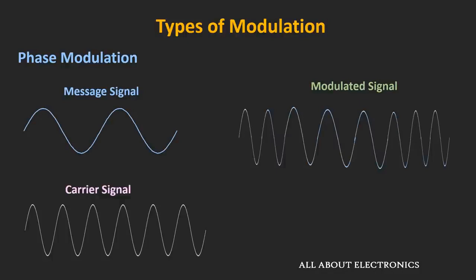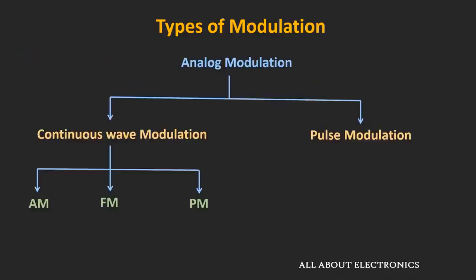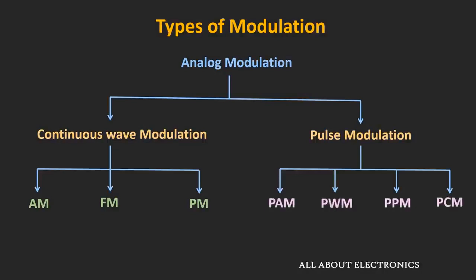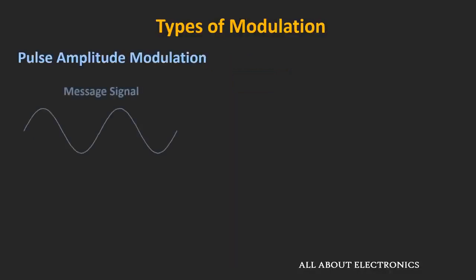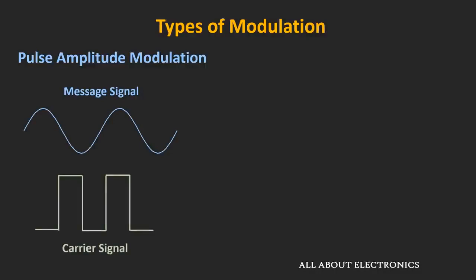Alright, so now let us see the different types of pulse modulation techniques. Mainly there are four different types: pulse amplitude modulation, pulse width modulation, pulse position modulation and pulse code modulation. Let us briefly see all these techniques one by one. In all these modulation techniques, the message signal is analog in nature while the carrier signal is a pulse train of finite frequency.